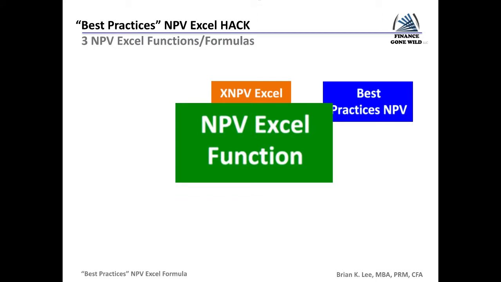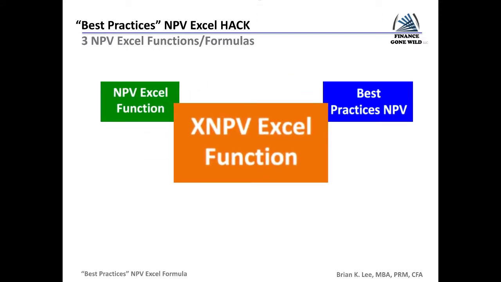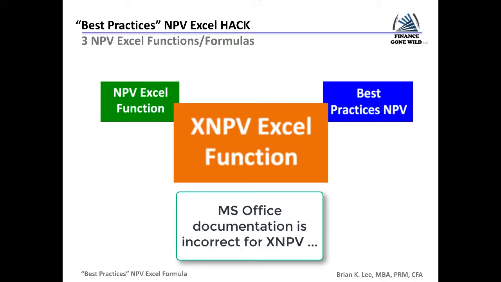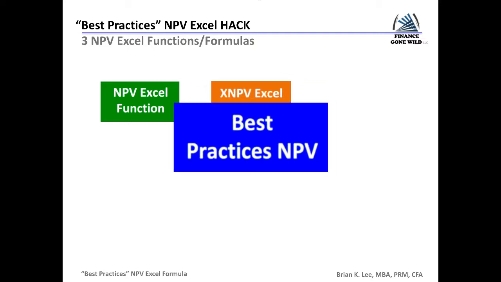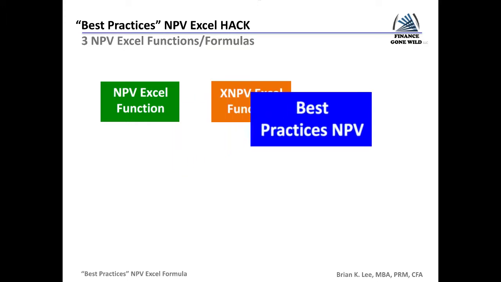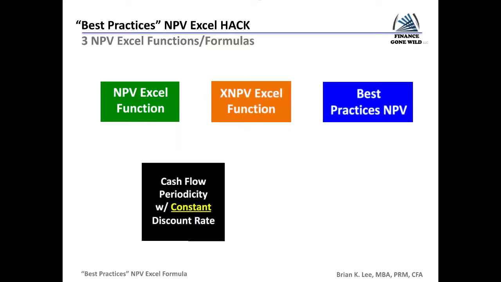So number 1 is the ever popular NPV Excel function. Though it's the most popular, it's the least flexible of the 3 that we'll be looking at. Up next is the XNPV Excel function. Very few people use this, and I can understand why, because the documentation is incorrect. It is far superior, though, if you know how to use it correctly, than the NPV Excel function. And then last but not least is the NPV Excel formula, which can do things over and above what the XNPV Excel function can provide.